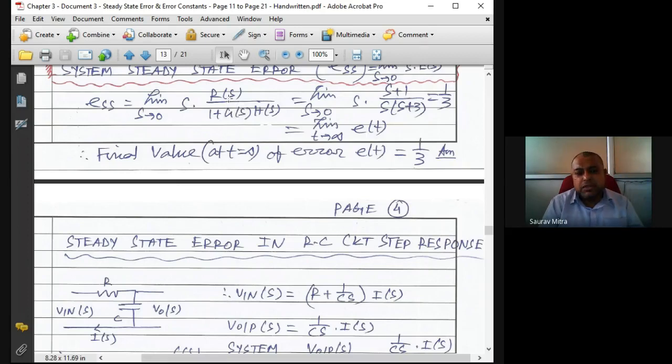So s plus 1 plus 2, that will become s plus 3. Okay, so this will be s plus 1 divided by s plus 3, and we are going to get what is equal to 1 by 3.